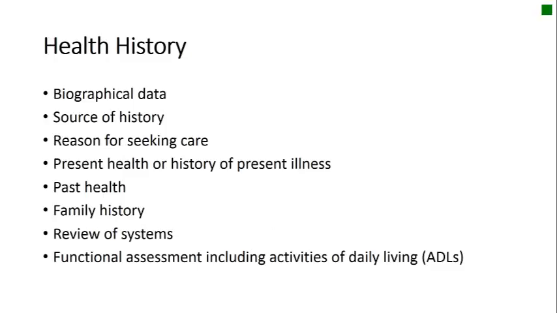The health history has 8 portions, 8 sections of the actual health history, if you will. The biographical data, who is the source of the history, so is the patient or family member, the reason they are seeking care, their present health or history of present illness, their past health, their family history, their review of symptoms, and their functional assessment. So remember to take all of these into consideration as you prepare your health history for your patient this week.